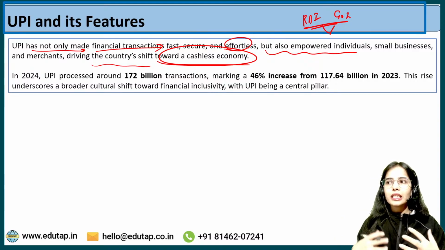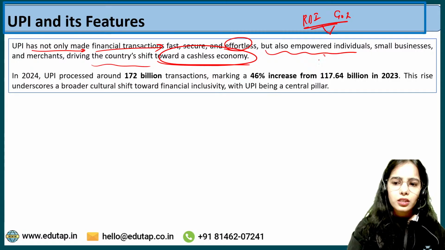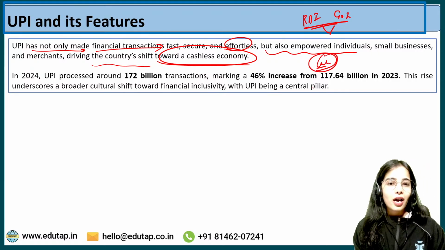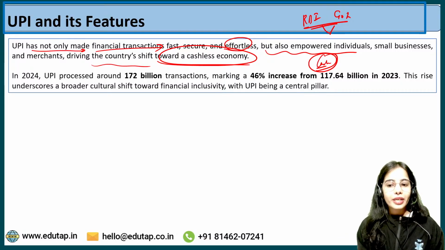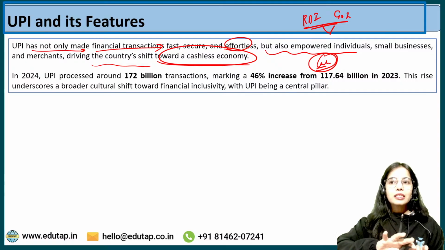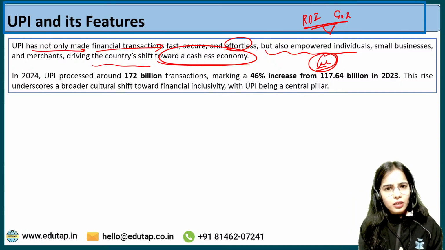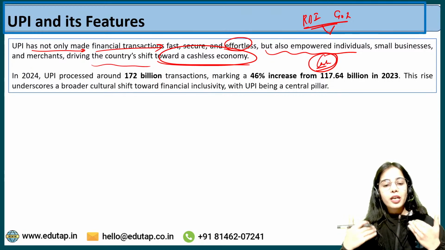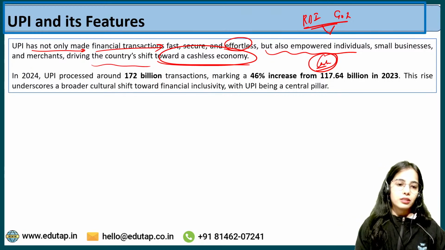Because in cash there are a lot of problems that can come. It is very hard to track, and money laundering can happen and such. But when it comes to the cashless economy, it is more transparent. So the government and the RBI are promoting the cashless economy in the country through UPI.